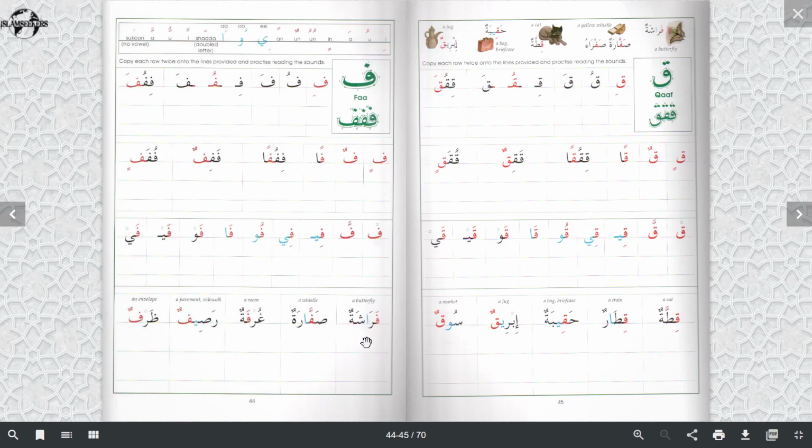Line 4. Listen to and repeat the Arabic words. A butterfly. Farashatun. A whistle. Safaratun. A room. Ghurfatun. A pavement or a sidewalk. Rosifun. An envelope. Ghurfun.